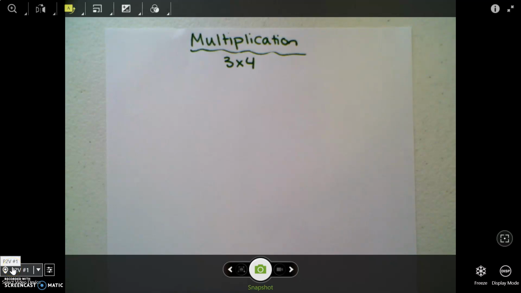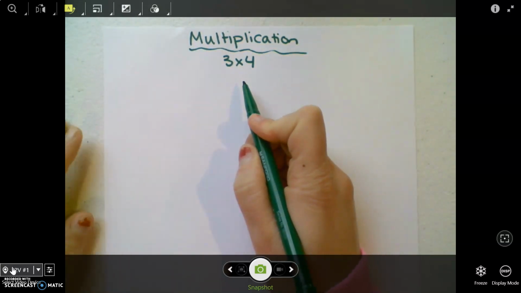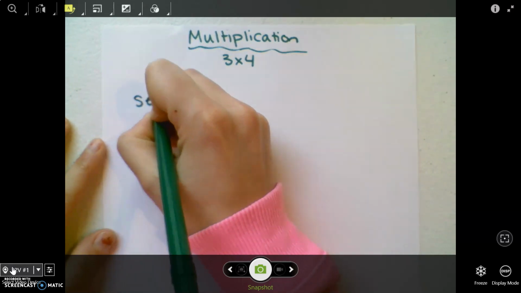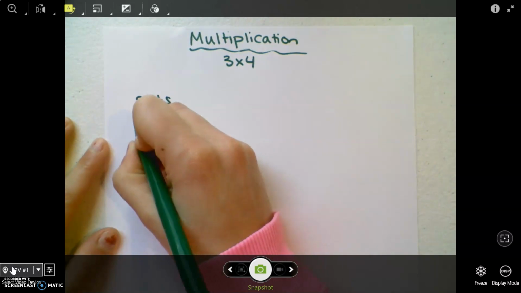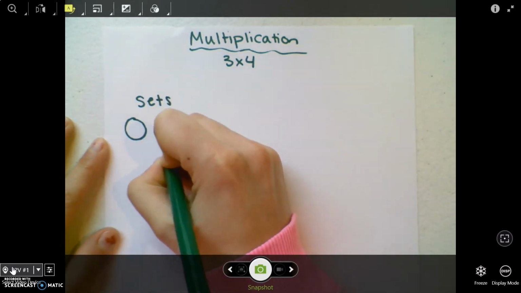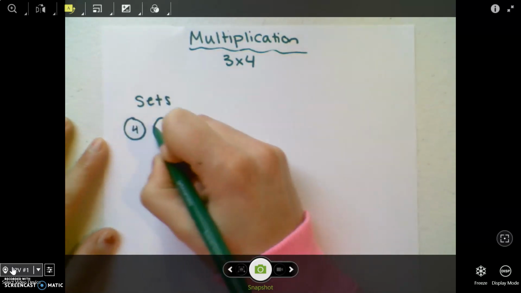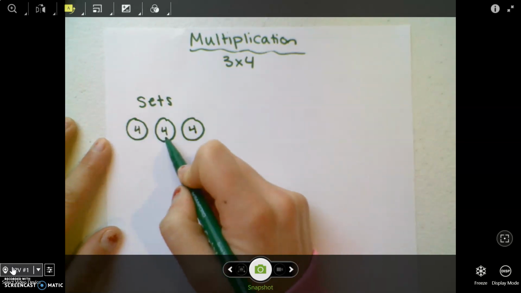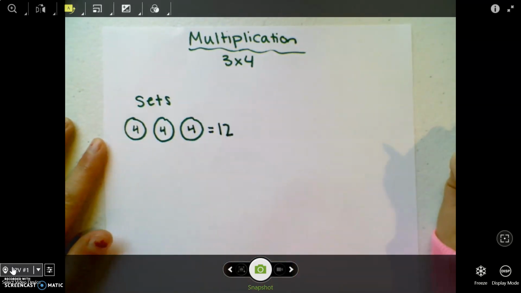All right, third grade. So we've learned a couple strategies for multiplication. So let's look at the problem 3 times 4. The first way we figured out how to solve this was by doing equal groups or like sets. So here I have 3 groups with 4 in each group. So I know that 4 plus 4 plus 4 equals 12.